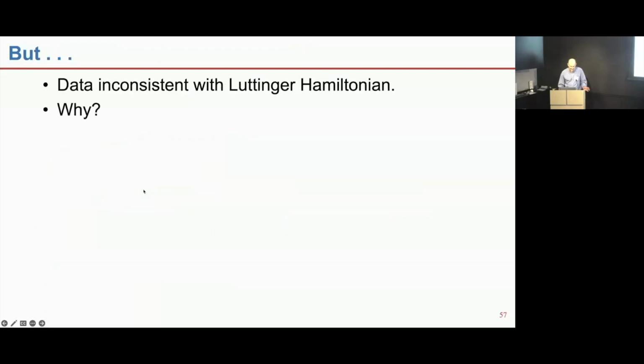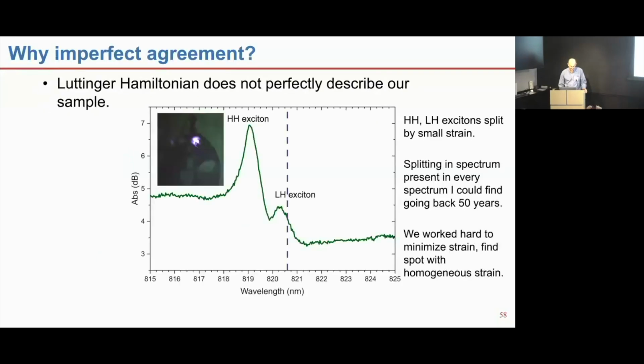So the data are inconsistent in detail with the Luttinger Hamiltonian. I mean, we're putting a strong requirement. We have 90 separate data points, and we're only using one parameter to fit them. So that's an example of the sort of power that we have potentially using this method.